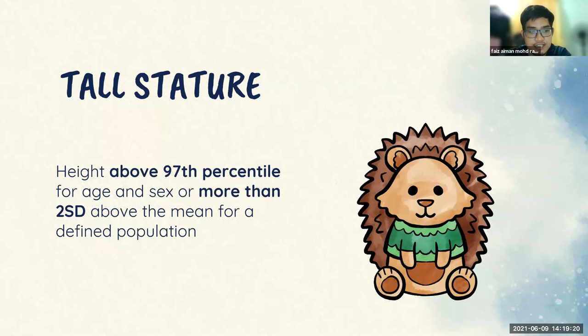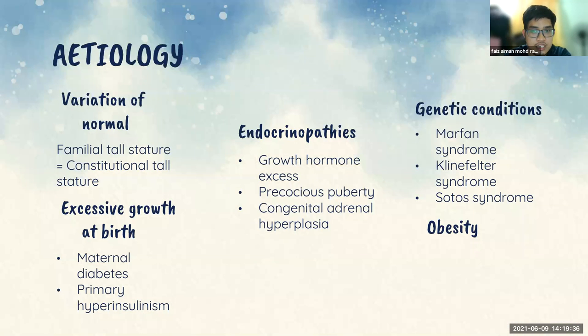So tall stature is the opposite of short stature. Also, the definition is height above the 97th percentile for age and sex, or more than 2 standard deviations above the mean for a defined population. However, tall stature is usually an uncommon complaint, and the etiology is either a variation of normal. Okay, it can be a familial tall stature, also known as constitutional tall stature. It can be due to excessive growth at birth, or we can say macrosomia.